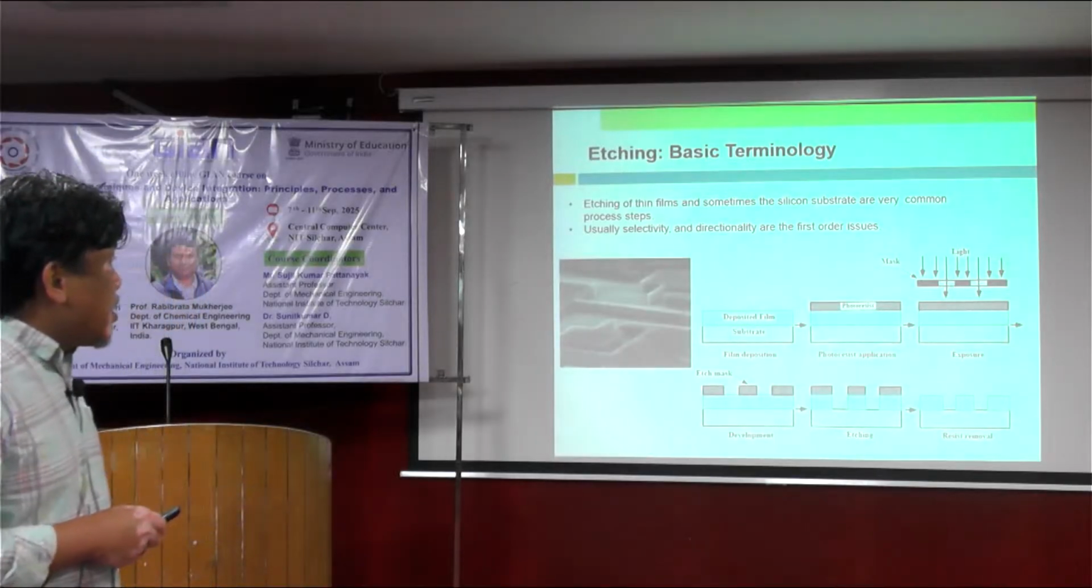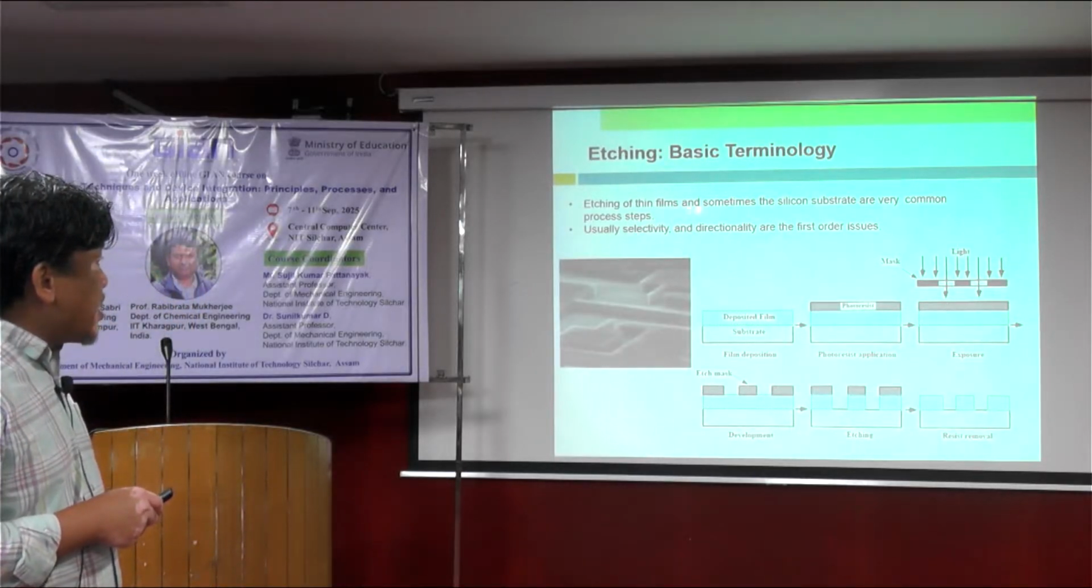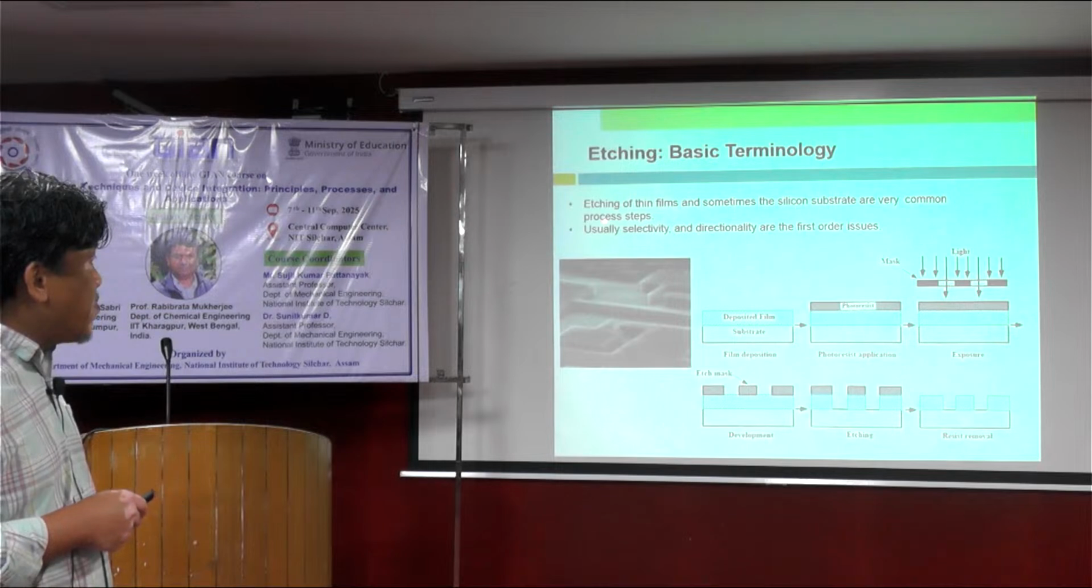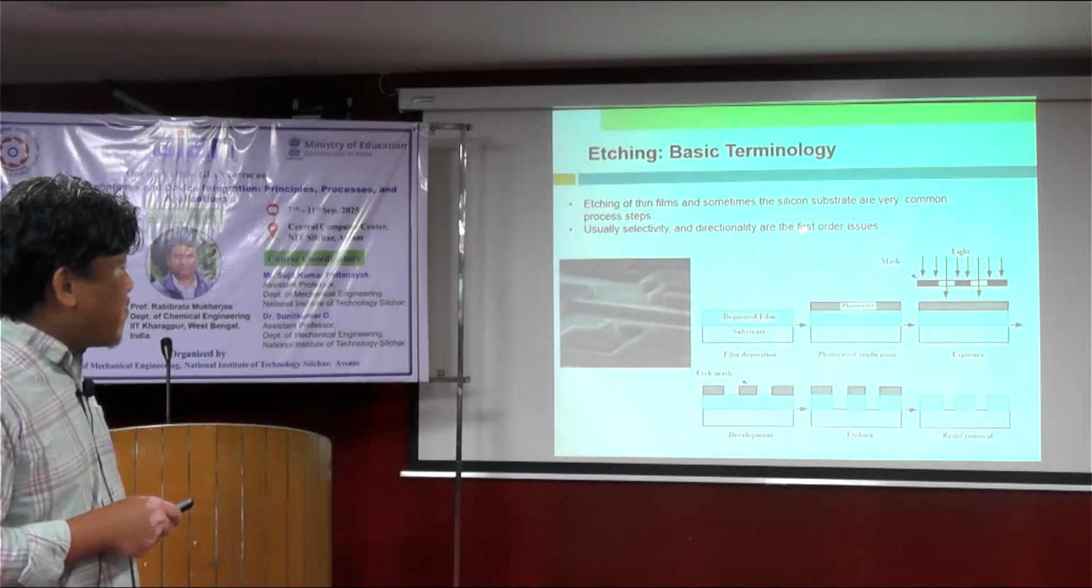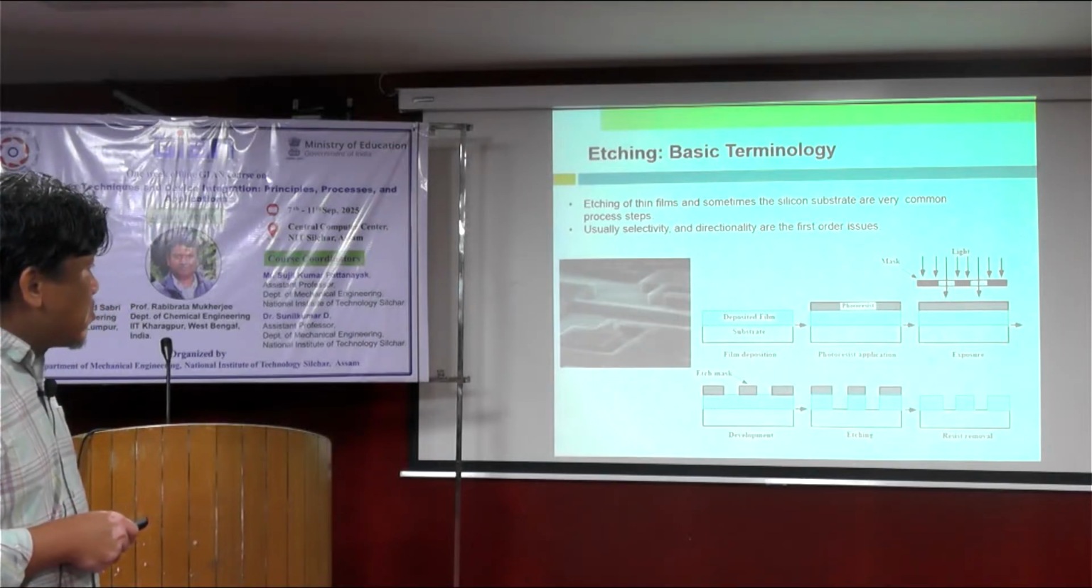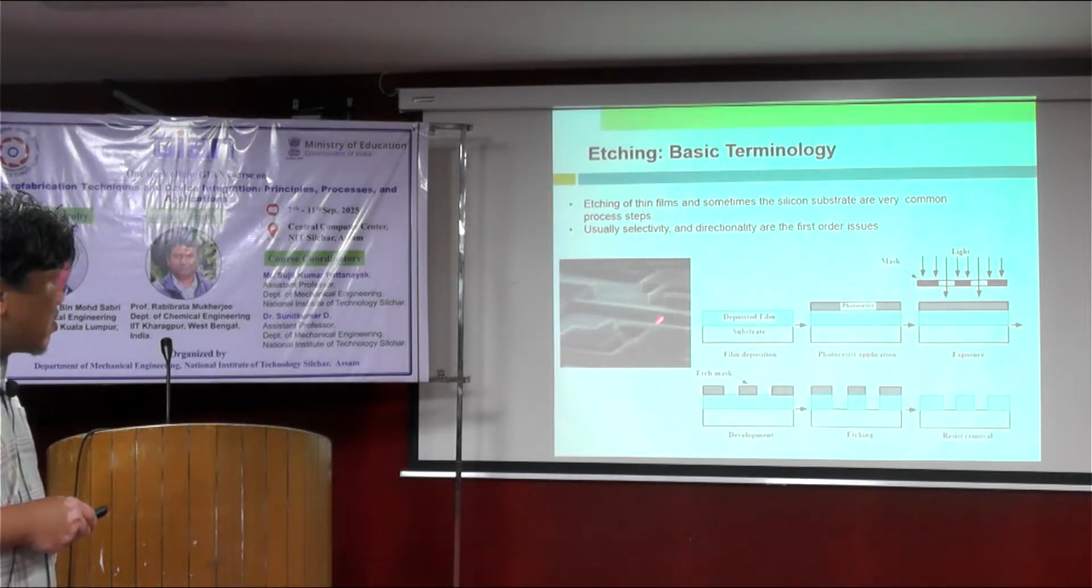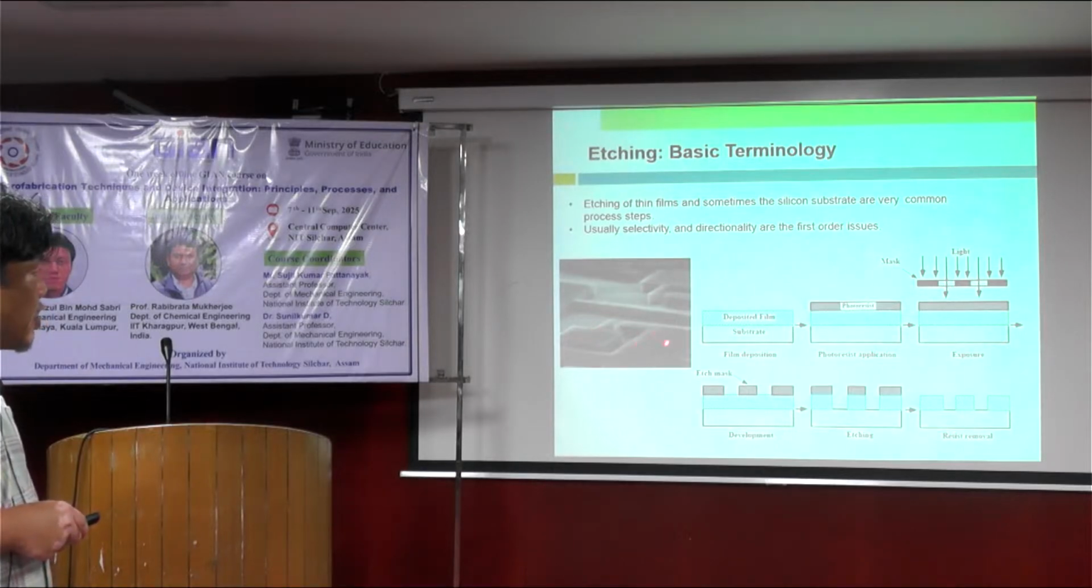Okay, and etching of thin films and sometimes the silicon substrate are very common process steps. Usually selectivity and directionality are the first order issues. So in this example, if we want to form this kind of shape, in this kind of pattern, we need to have a mask. Then we need to cover this part initially, then we want to remove this part.